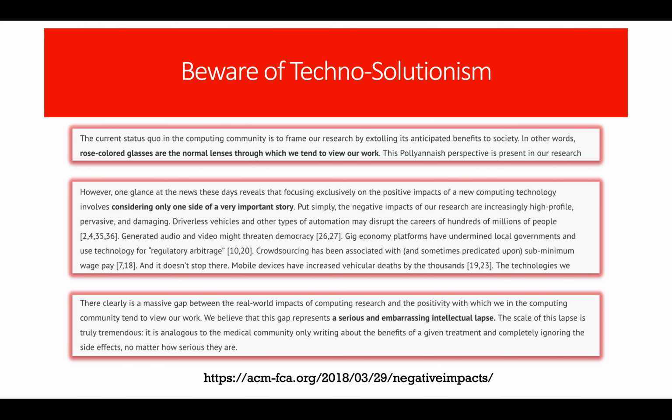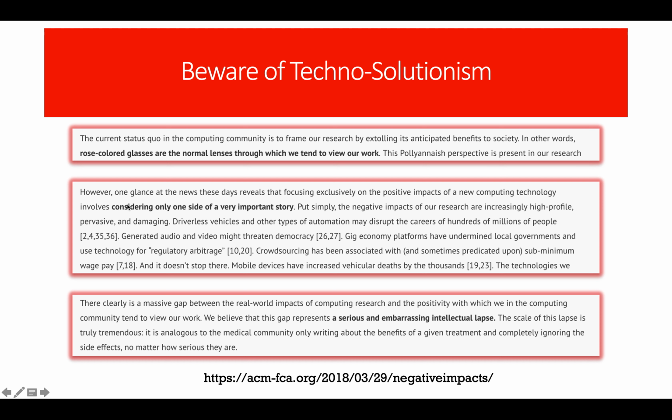Okay, let's move on to talk about something called Techno-solutionism. This is some text from a site that was written by the Future Computing Association. So these are up-and-coming computer science academics. And this is just really well written. I encourage you to go and read it all, but I want to read some of it to you.